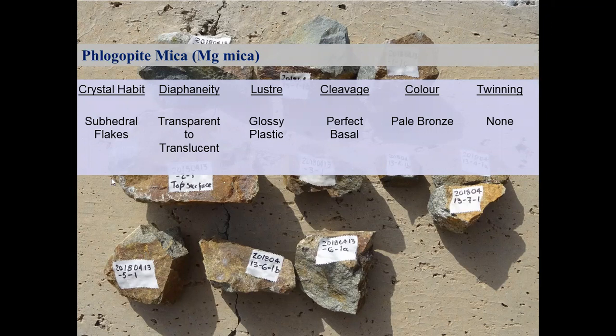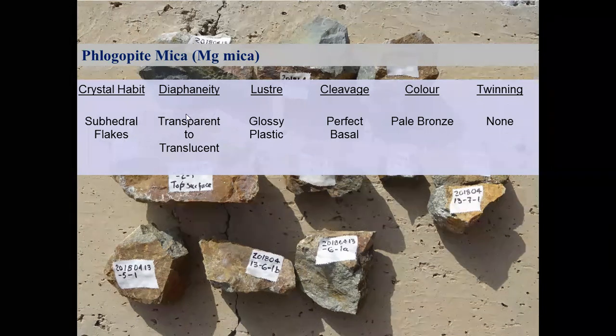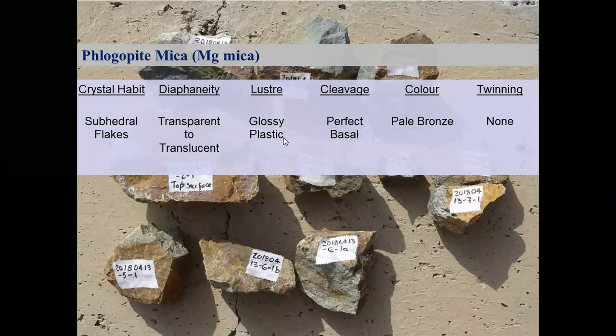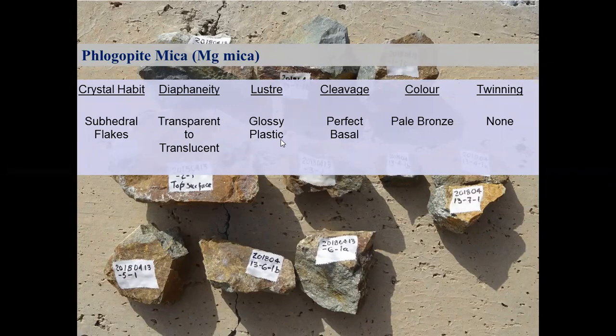Let's just first of all look at the subhedral flakes, which is the general form of the crystal habit. If you get it thin enough, yes, it's transparent, translucent. It's got this very glossy plastic luster, shines back out at you. The cleavage is perfect basal cleavage, which is why you get these various sheets. But the giveaway thing is this pale bronze color.